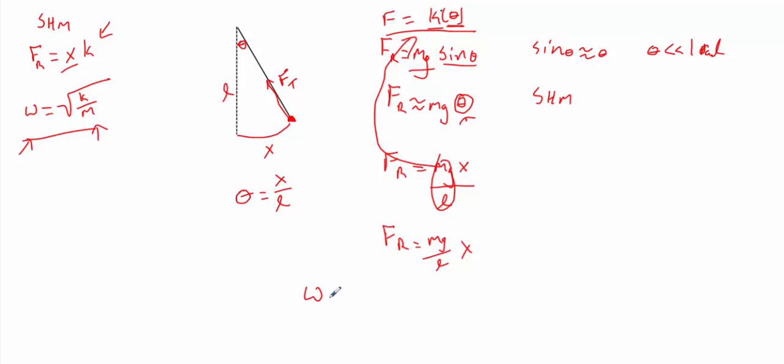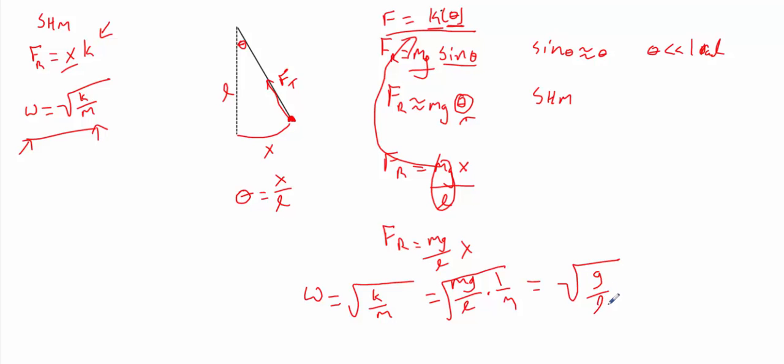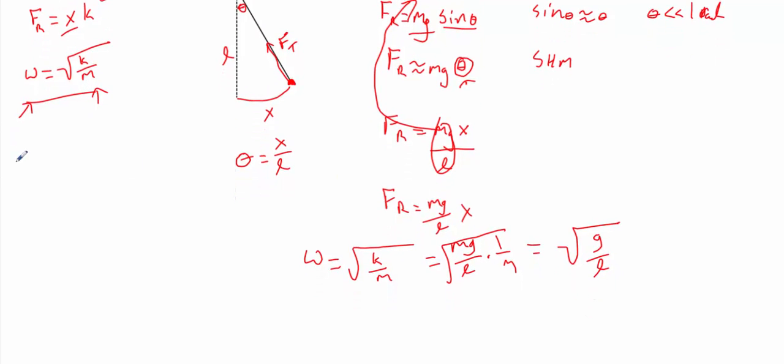So my omega, or my angular frequency, is given by the square root of k over m. Well, this becomes mg over L times 1 over m, square root all that, and what I get is the square root of g over L. So what this shows me is a pendulum has a similar equation to that of an oscillating spring.